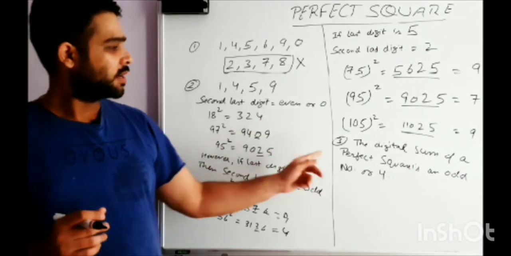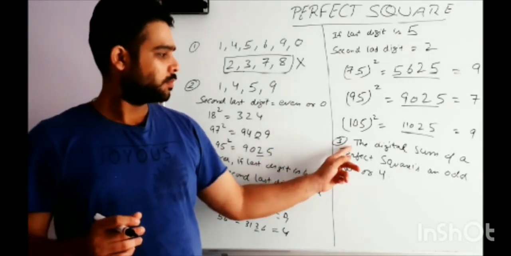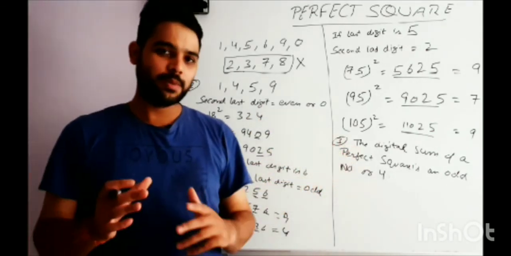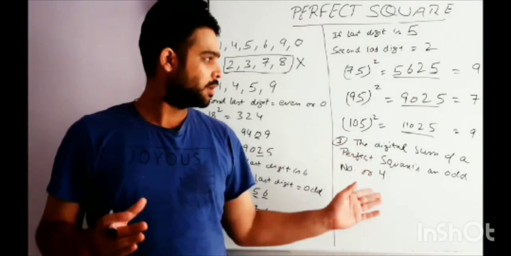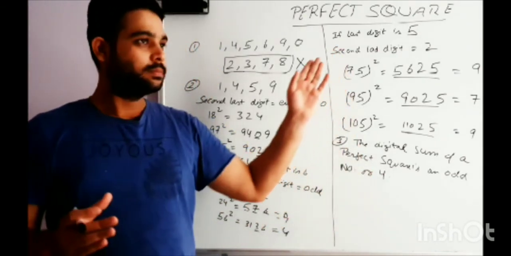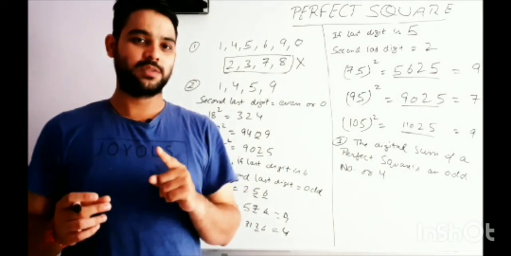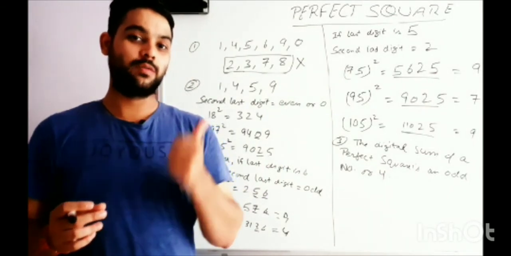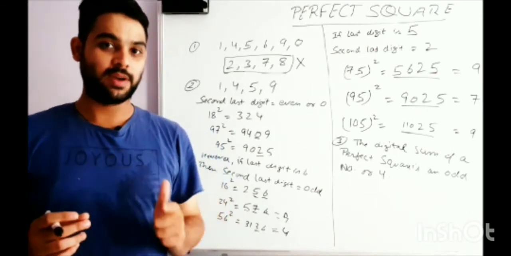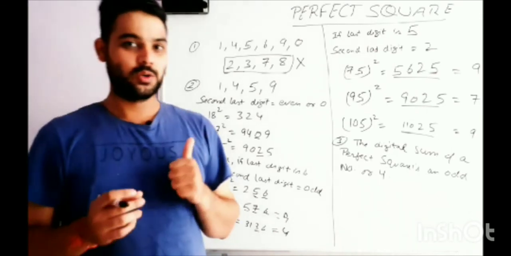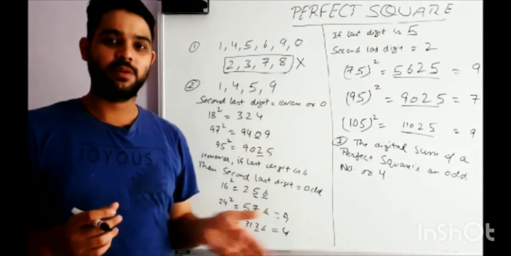Now the third thing that I told you is the digital sum of a perfect square will be either an odd number or 4. Fourth thing, if the last digit of a perfect square is 5, then the second last digit will always be 2. For 5, the second last digit will always be 2. So this is a very easy method to find the perfect square.